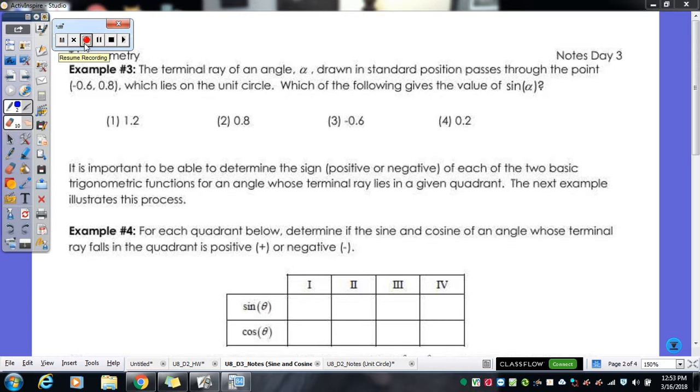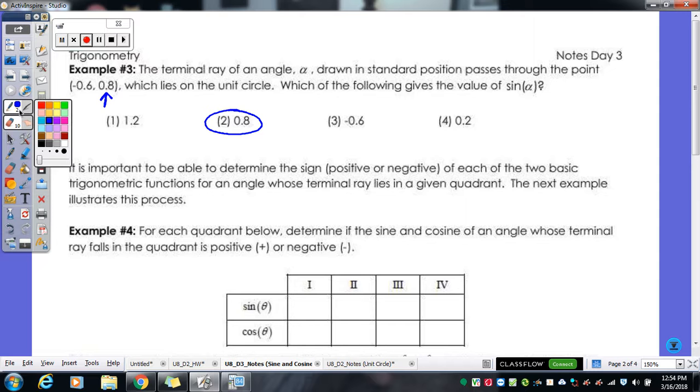All right, let's keep going. So the terminal ray of an angle, referred to as alpha in here, is drawn in standard position and passes through the point negative 0.6, 0.8, and it lies on the unit circle. So which of the following gives the value for sine? So again, sine is which one, x or y? Y. So our y value here is 0.8, so that means our sine value is 0.8.